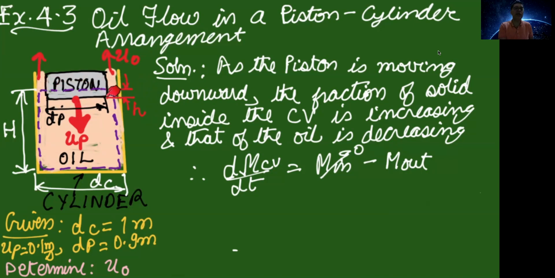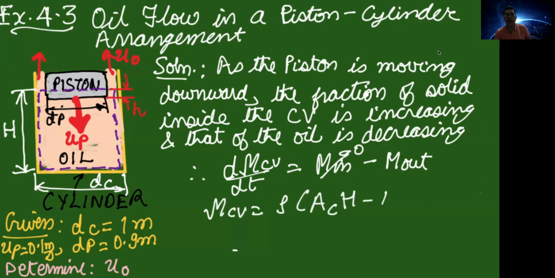At this time instant, the volume of the piston inside the control volume will be pi by 4 dp square into h. It's a cylindrical volume. Whereas the total volume of the control volume is given by h into pi by 4 dc square. So the total volume of the control volume minus this solid piston volume gives the volume of oil occupied at this time instant, and if you multiply that by the density of oil, you obtain the mass of the oil inside this control volume.